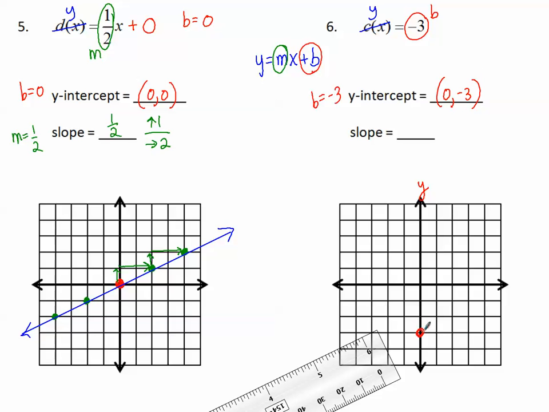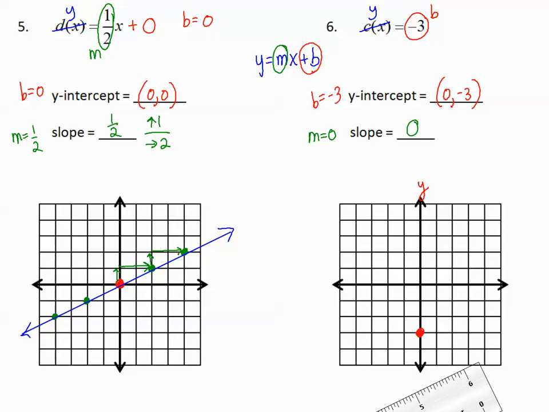Go down, begin at 0, -3. Move with m. M is multiplied to x, but I don't have any x here. There are 0 x's here, so the m is 0. The slope is 0. Remember what a slope of 0 looks like? That's right. It's a horizontal line. Y equals -3 is a horizontal line.